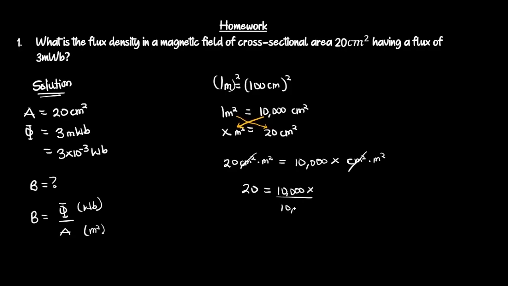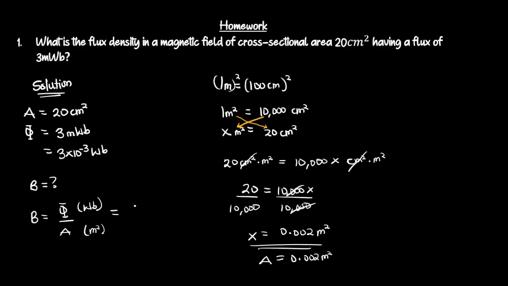So I'll divide both sides by 10,000. So the value of x will be equal to 20 divided by 10,000, and that will be equal to 0.002. Then I have meters squared as my answer. So the area in meters squared is 0.002 meters squared. Very good. So now that we have the answer for our area, we can proceed to solve our problem.